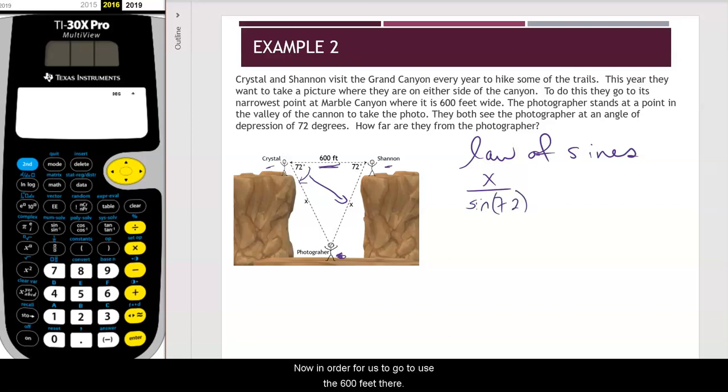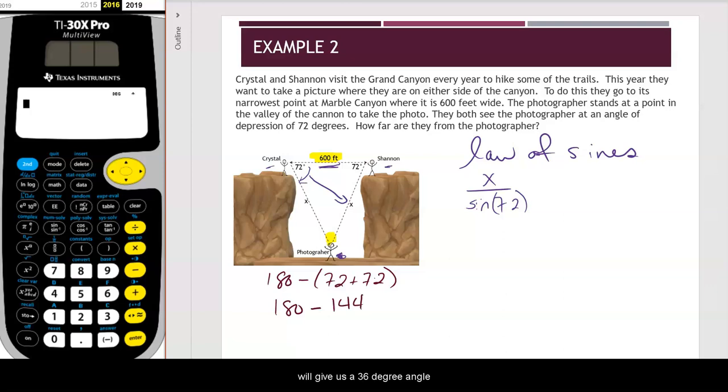Now, in order for us to be able to use the 600 feet there, we need to know the angle that is across from it there at our photographer. To do that, I'm going to use my triangle sum theorem. So we know that 180 is all the triangle angles added together. So 180 minus 72 and 72. So basically 180 minus 144 will give us a 36 degree angle for our photographer down here.